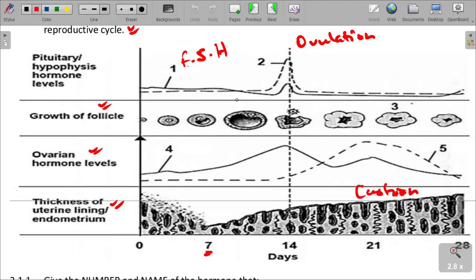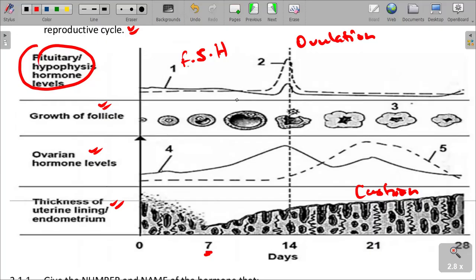Follicle development is caused by FSH. So we are saying 1, because that is where we have the pituitary gland. Our pituitary gland is given there. Also, looking at the next question, the hormone that is responsible for maintaining the endometrium between day 7 and 14 should be from the ovaries.